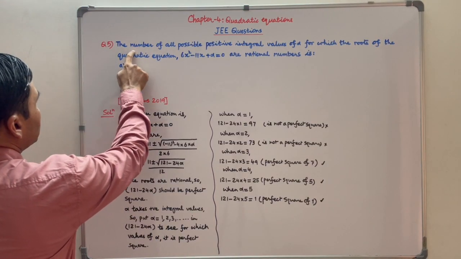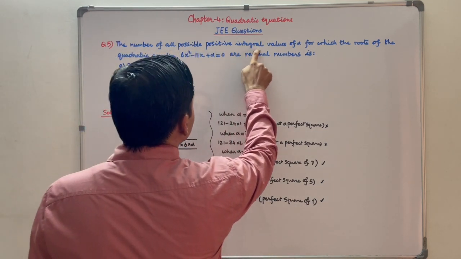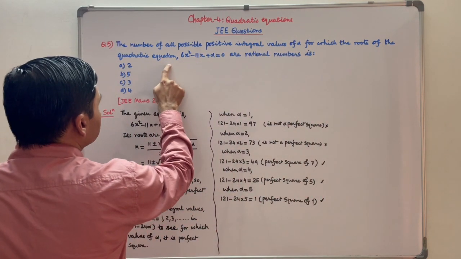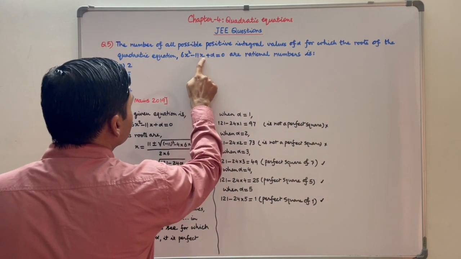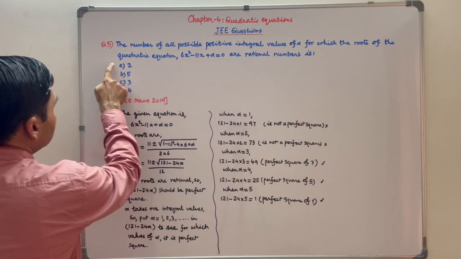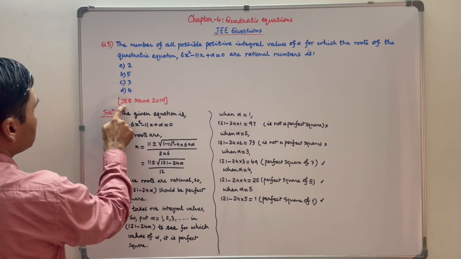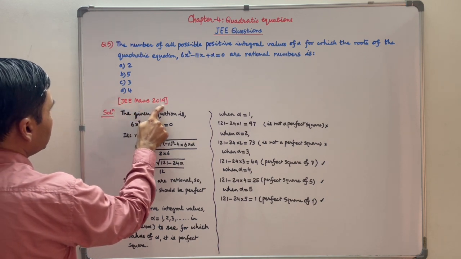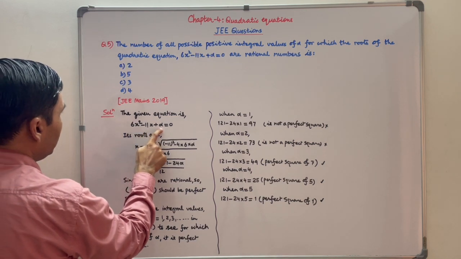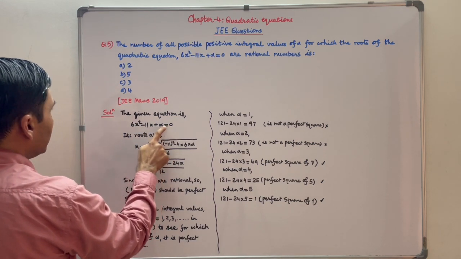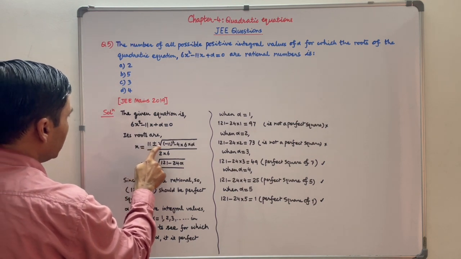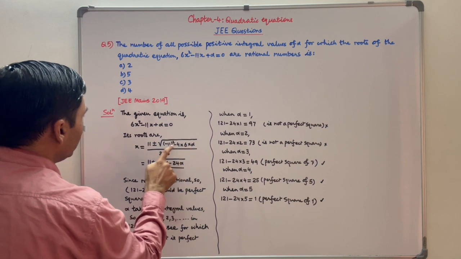Fifth question, the number of all possible positive integral values of alpha for which the roots of the quadratic equation 6x square minus 11x plus alpha is equal to 0 are rational numbers is. These are the options given. This question was asked in JEE Mains 2019. The given quadratic equation is 6x square minus 11x plus alpha is equal to 0. So we can find its roots by the formula x is equal to minus b plus minus under root b square minus 4ac upon 2a.